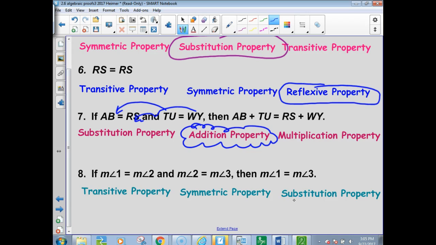And then number 8, we've got the measure of angle 1 equals the measure of angle 2 and angle 3. Oh gosh, I see a 1, 2, 2, 3, 1, 3. Yep.